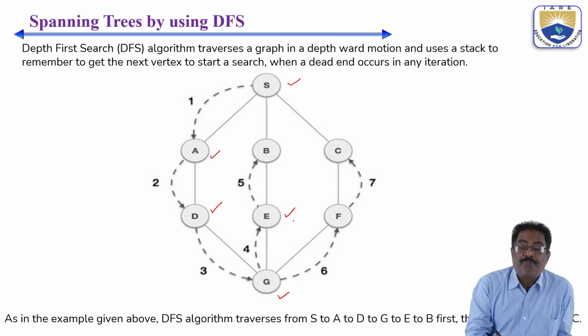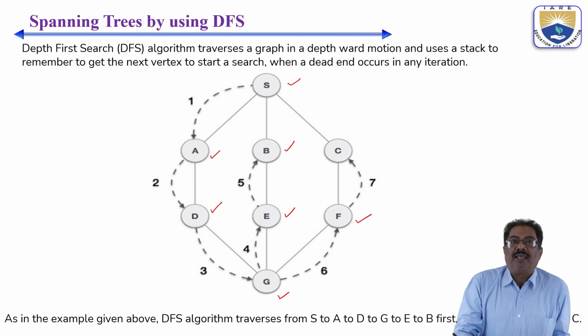So first we'll go for E, then E's adjacent is only B, then go to B. Then there is no adjacent, so backtrack to E, and no adjacent, the vertex is already visited, go back to G. Then the adjacent leftover is F because it is not visited, so we'll move to this, and after that we'll move to C. So wherever the dotted lines are, that is nothing but the required spanning tree. Then we are going to discuss this elaborately by taking an example.